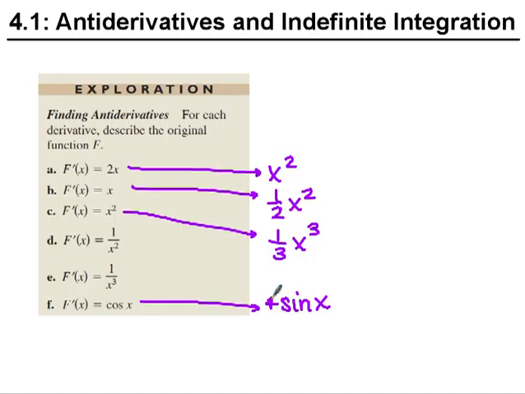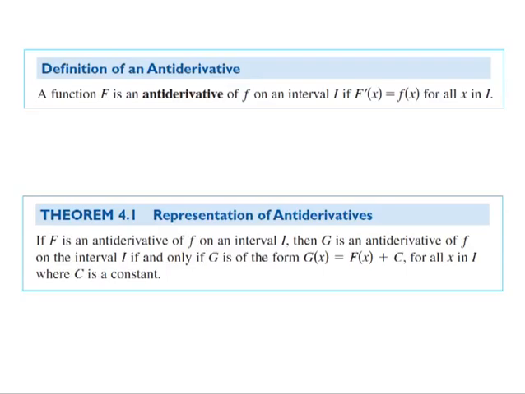Okay, so now what we're going to do is talk about antiderivatives. Instead of taking a function and finding its derivative, we're going to go backwards. We're going to undo that differentiation process. The first thing we need is the definition of an antiderivative. Anti kind of means opposite. A function F is an antiderivative of f on an interval I if F prime of x equals f of x for all x in I. So basically, we kind of found the antiderivatives.